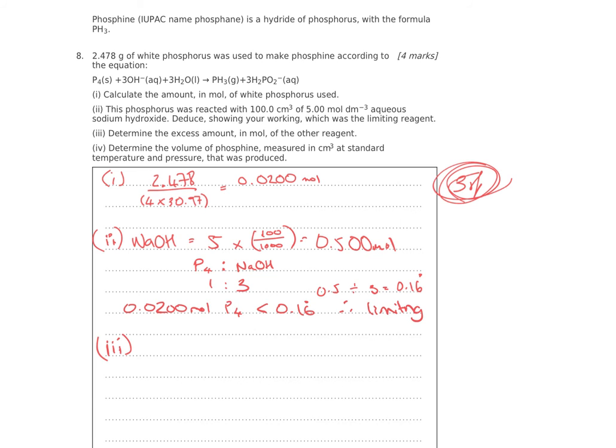Question 3. Determine the excess moles. So our excess reagent was sodium hydroxide. So we had 0.5 moles of sodium hydroxide, minus how much we would have made. So P4 to NaOH is times 3. It's going to be 3 times our moles of P4, which is 0.02. Which is going to give us 0.440 moles.